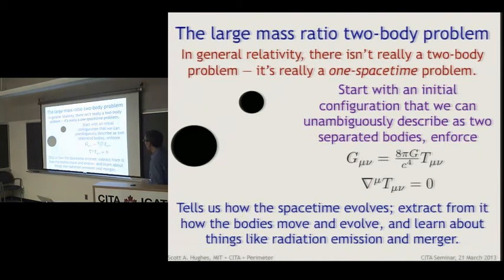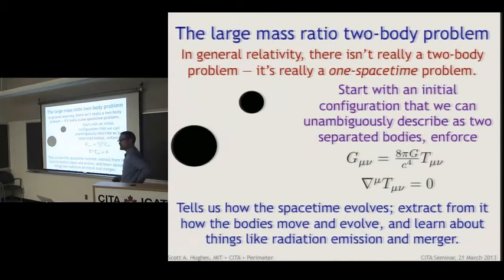A lot of my research is on looking at sort of clean limits of the two-body problem in general relativity. I always like to remind people that there really is no such thing as a two-body problem in general relativity per se. General relativity is not a theory of bodies so much as a theory of spacetimes. And so when we talk about the two-body problem in GR, we're really talking about a one space-time problem in which we can sort of identify unambiguously two separated bodies at some limits and then ask what happens after that.